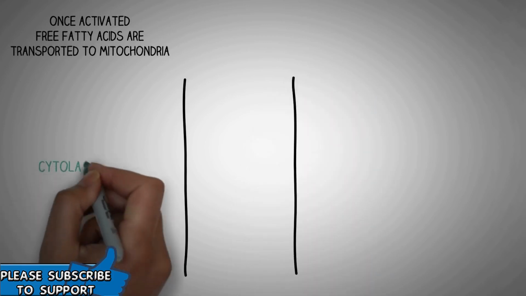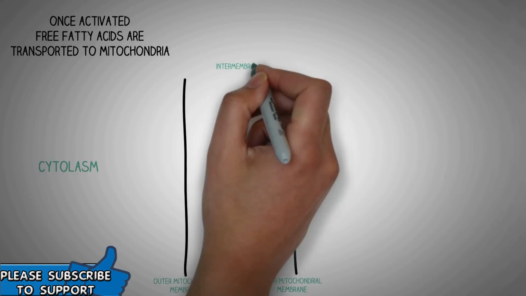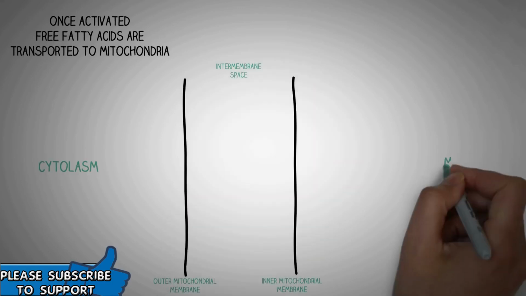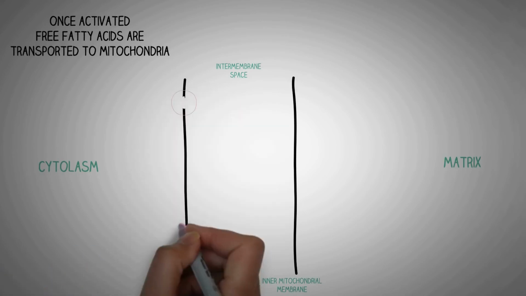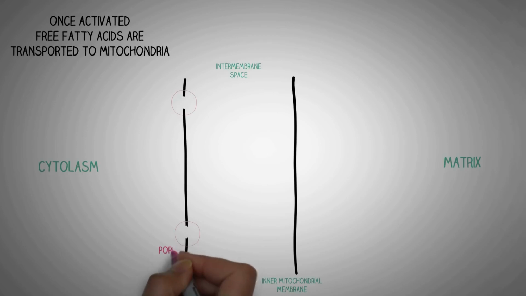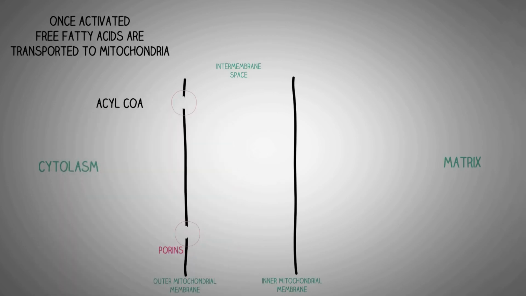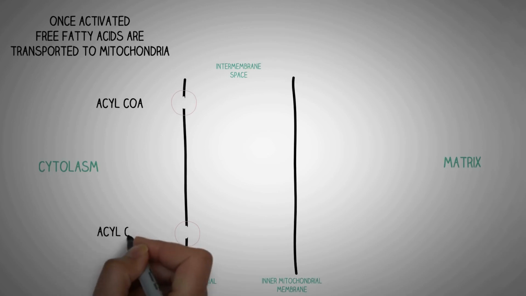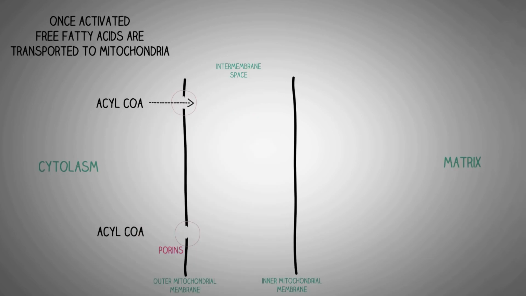So on one side we have the cytoplasm of the cell, we have the outer mitochondrial membrane and the inner mitochondrial membrane. The space between them is known as the intermembrane space, and on one side we have the matrix of the mitochondria. The outer mitochondrial membrane contains small pore-like structures called porins, which make the outer mitochondrial membrane very permeable to many substances including acyl-CoA.